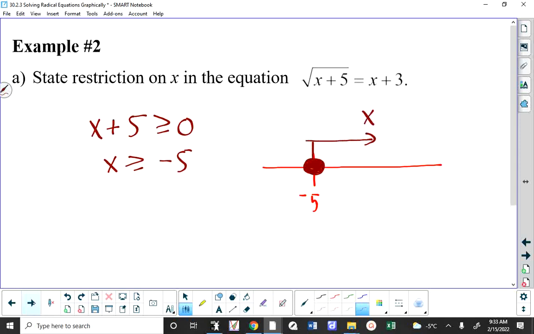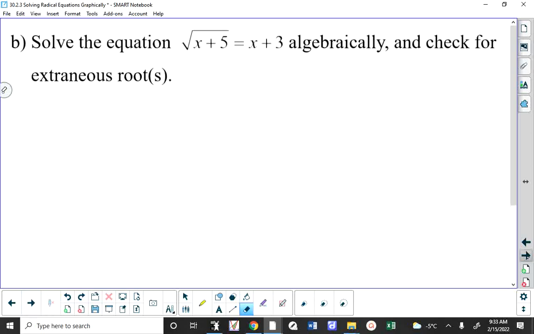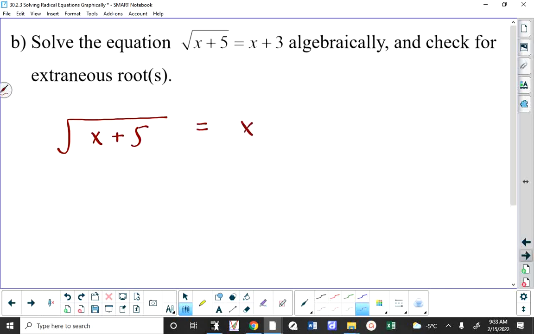By saying that, that shows the allowable values of x. No problem there, I don't think. Solve this equation algebraically. So we've already isolated the radical, right? The radical is already by itself. So I'm just going to rewrite this. Root x plus 5 equals x plus 3.